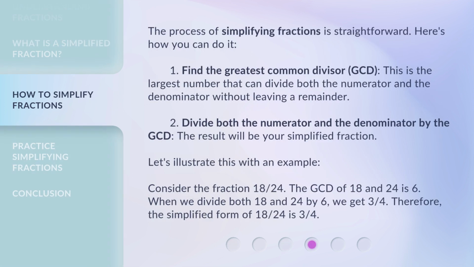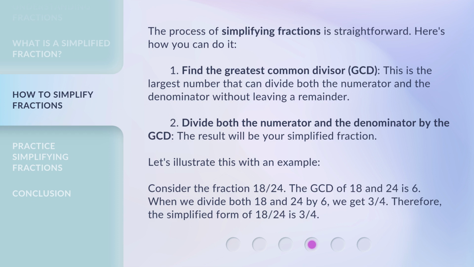The process of simplifying fractions is straightforward. Here's how you can do it. 1. Find the greatest common divisor, GCD. This is the largest number that can divide both the numerator and the denominator without leaving a remainder. 2. Divide both the numerator and the denominator by the GCD. The result will be your simplified fraction.